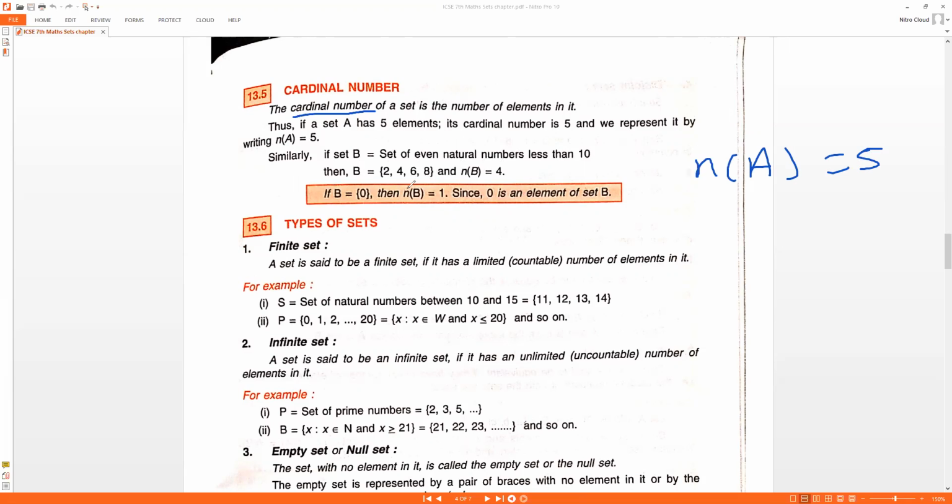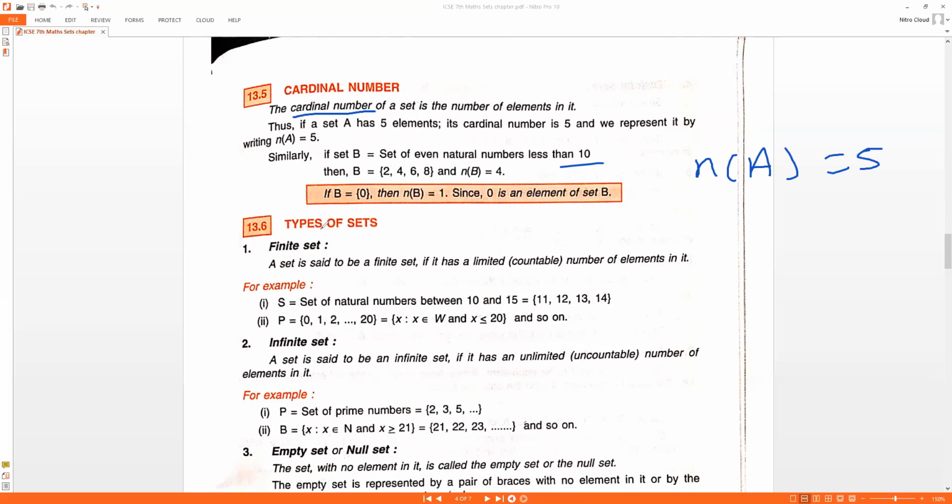Okay. If set B is the set of even natural numbers less than 10, then we can write set B as {2, 4, 6, 8}, correct? Less than 10, that means we should not include 10. {2, 4, 6, 8} will come, 10 will not come, right? So how many elements are present in set B? Only 4. So n of B is 4.